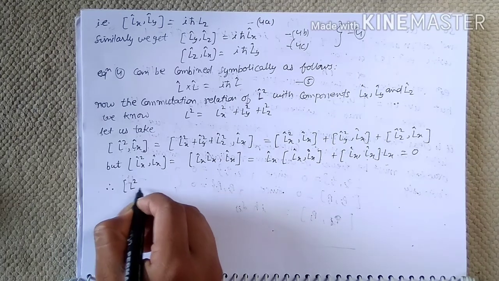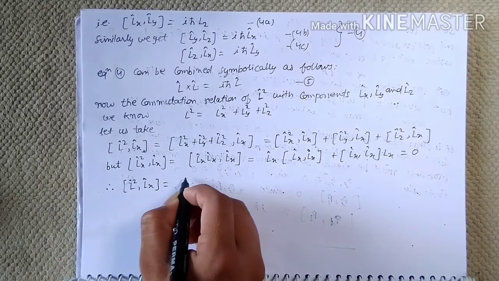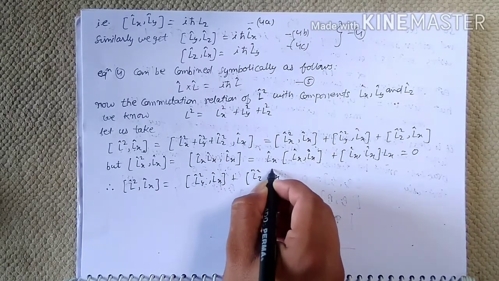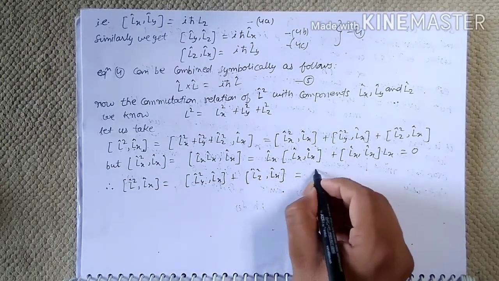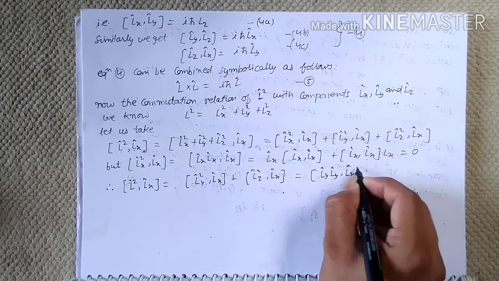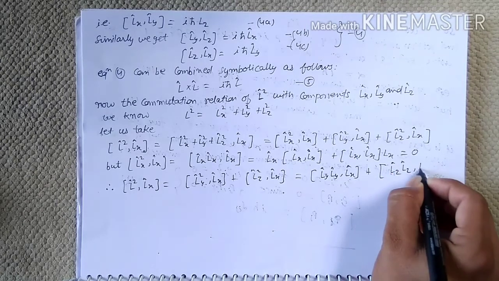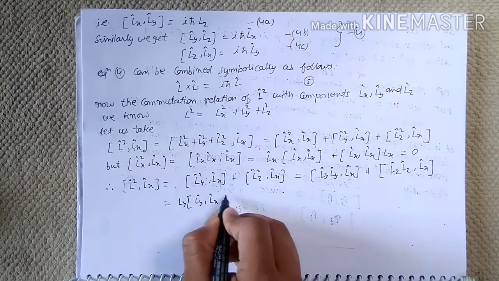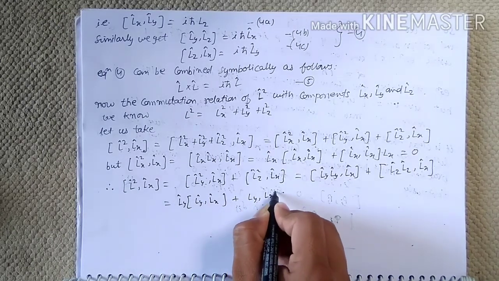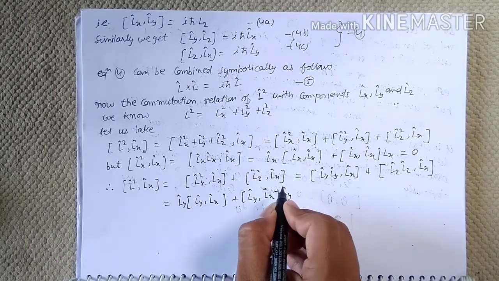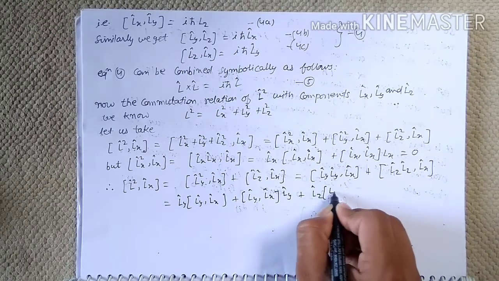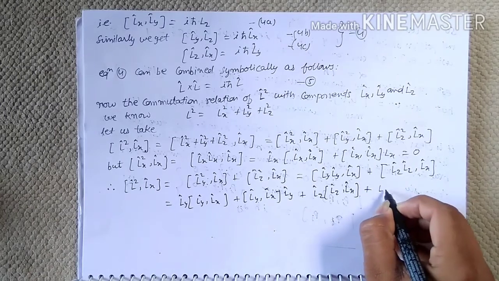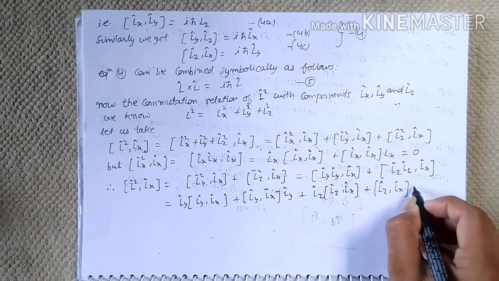So the commutator of L square and Lx is equal to the commutator of Ly square and Lx plus Lz square and Lx, which is equal to Ly, Ly, Lx plus Lz, Lz, Lx. That is Ly, Ly, Lx plus Ly, Lx, Ly plus Lz, Lz, Lx plus Lz, Lx, Lz.